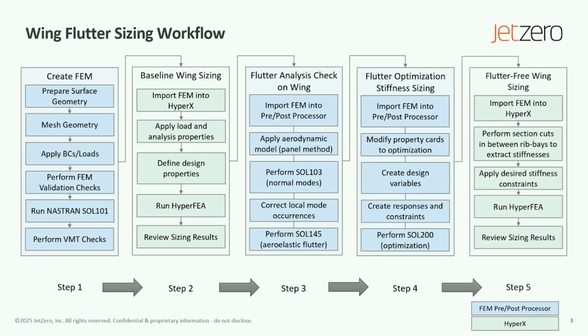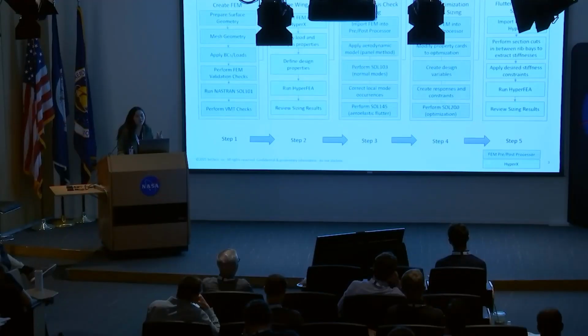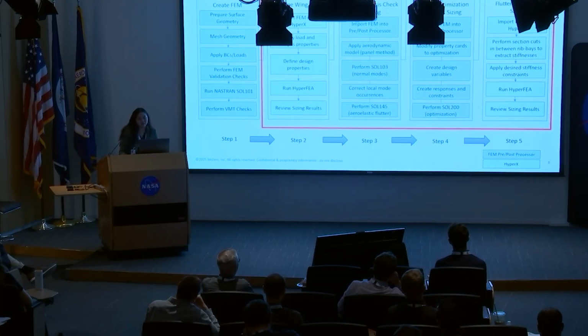So we have to put that back into step 5 and take the stiffnesses that we get and that we are aiming for, and use a nifty tool with section cuts and stiffness constraints in order to resize the entire wing model for strength, stability, and stiffness. And then in this presentation, we're just gonna focus on these 4 steps, 2 through 5.